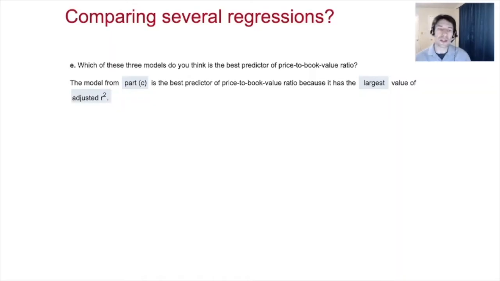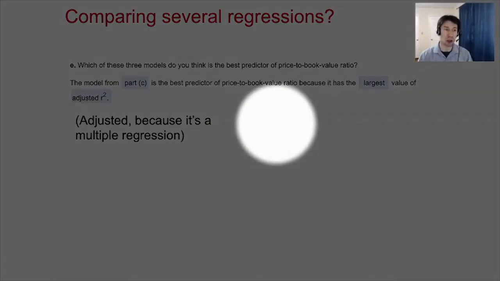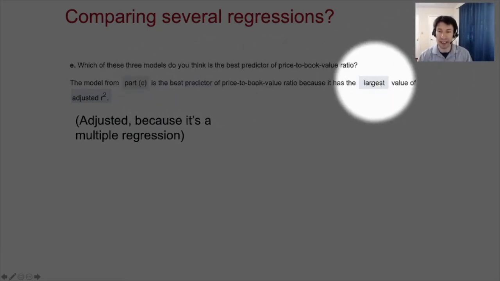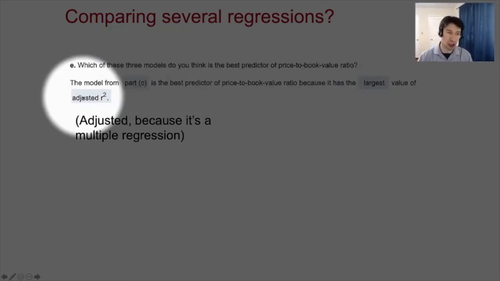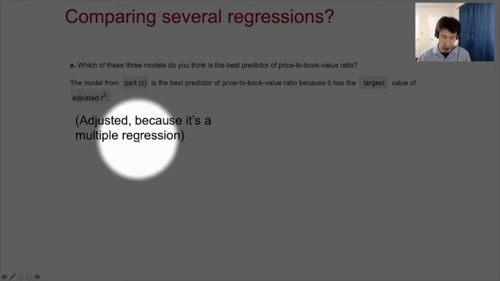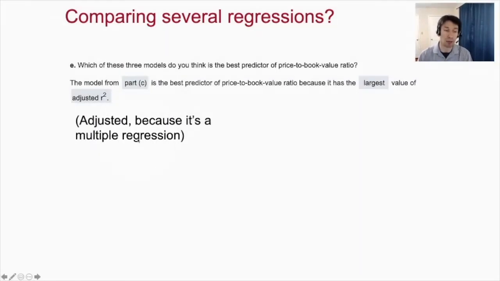So then they ask you to judge which model is the best, and how are you going to do that? We saw it in the lecture. You're going to be comparing the adjusted R-squared. So the model you will choose that has the best predictor is the one that has the largest adjusted R-squared. Be careful not to pick the R-squared. It's the adjusted R-squared because this is a multiple regression. So if you have multiple variables, you should be using the adjusted R-squared.